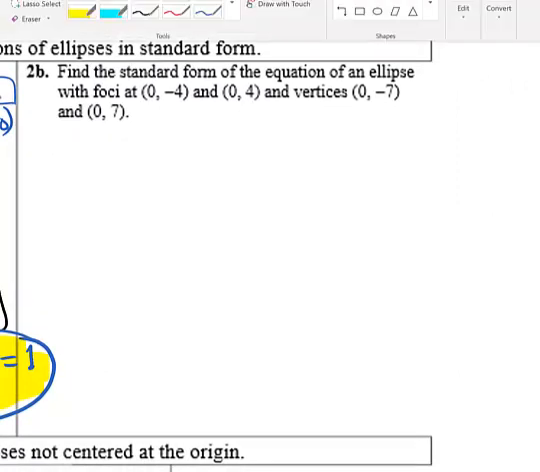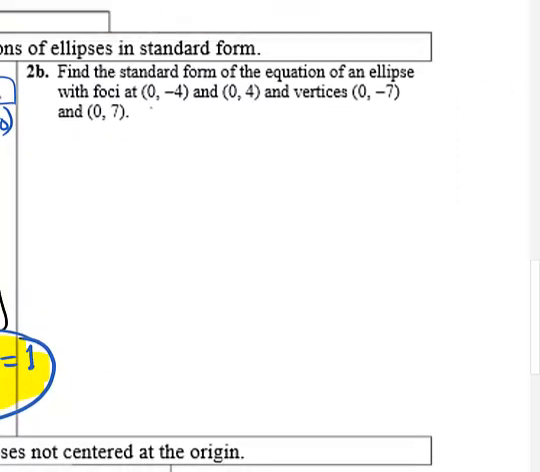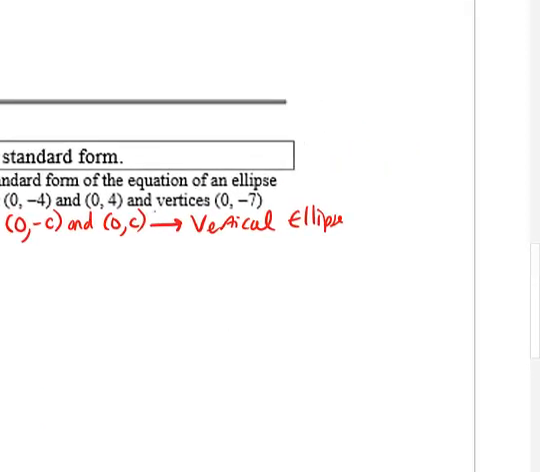This one, though, they're giving us foci. Notice the foci are (0, negative c) and (0, c). Foci only have their c values in the y coordinate if it's a vertical ellipse. So we know it's vertical. Okay, that's good. And the other two are vertices. If you're wondering what a vertice is, I think of vertices as the edge points.